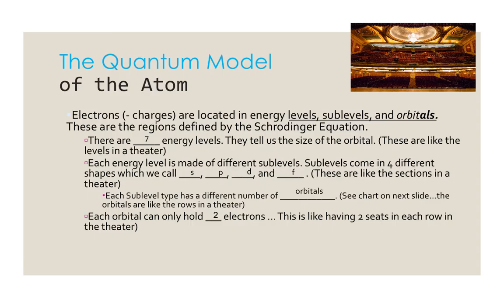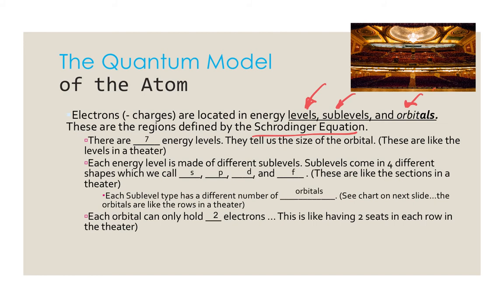All right, so let's describe the quantum model. Same deal as before: we've got a tiny nucleus and empty space, but instead of being in orbits around the nucleus, we now have electrons that are in specific regions. Those regions can be categorized into energy levels, sublevels, and orbitals. They're defined by the Schrödinger equation. There are 7 energy levels overall. They tell us the size of the orbital. As we get to a higher energy level, the orbitals get bigger and farther from the nucleus.